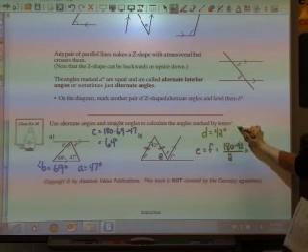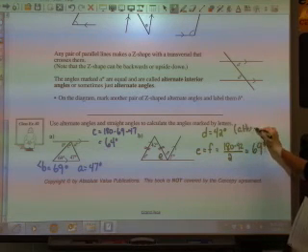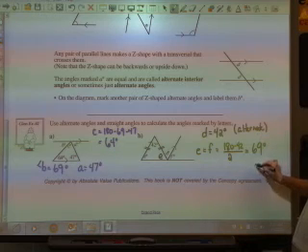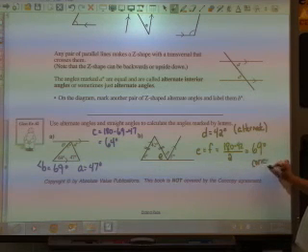So this was 42 degrees because it was an alternate interior. This was 69 degrees because they're corresponding.